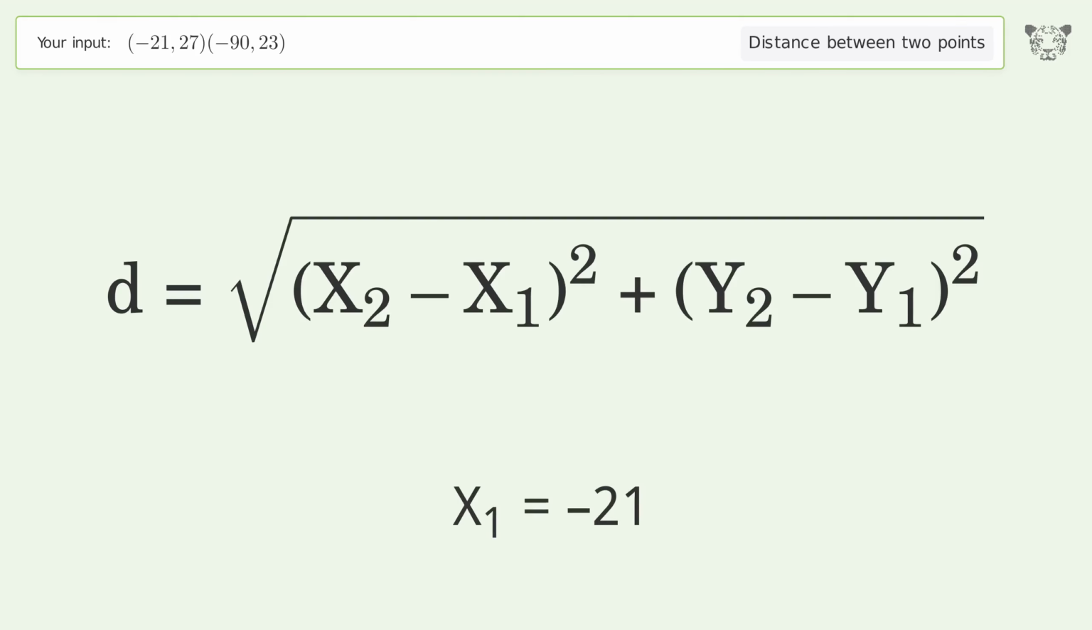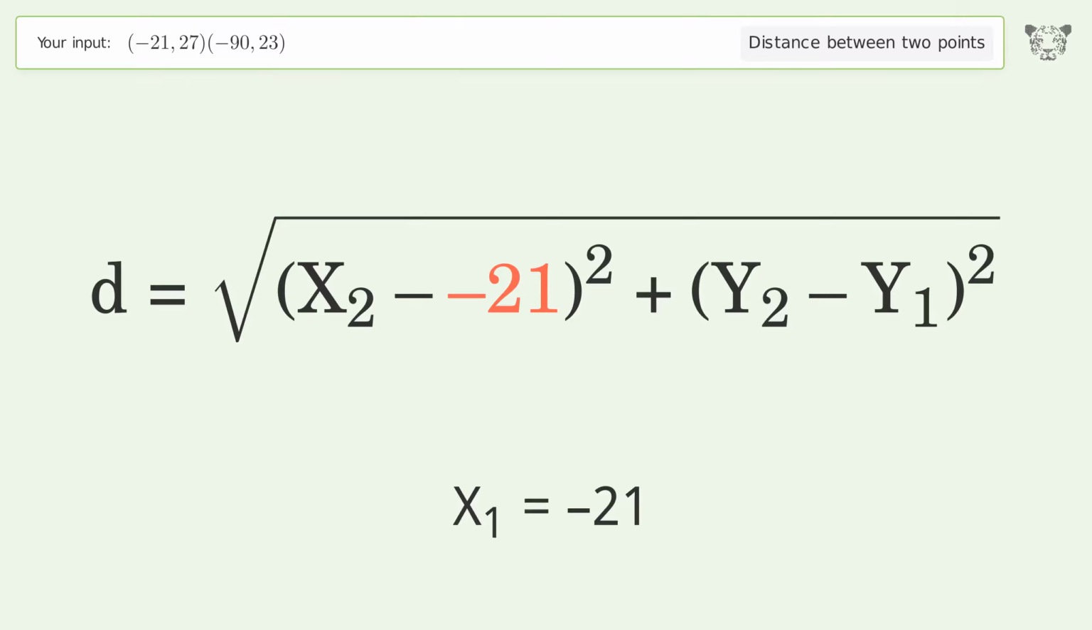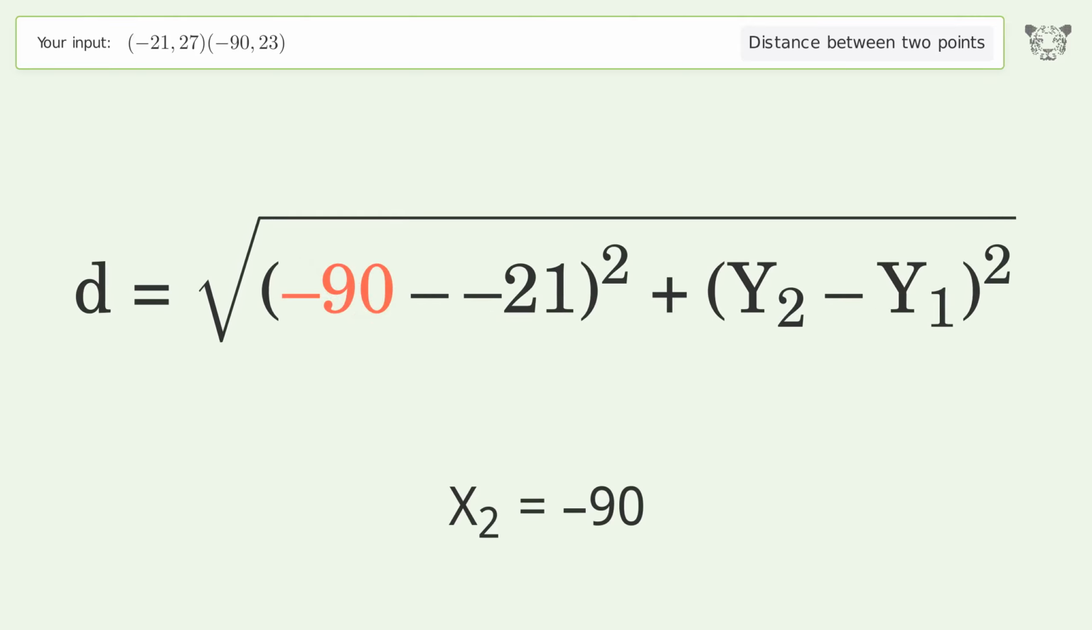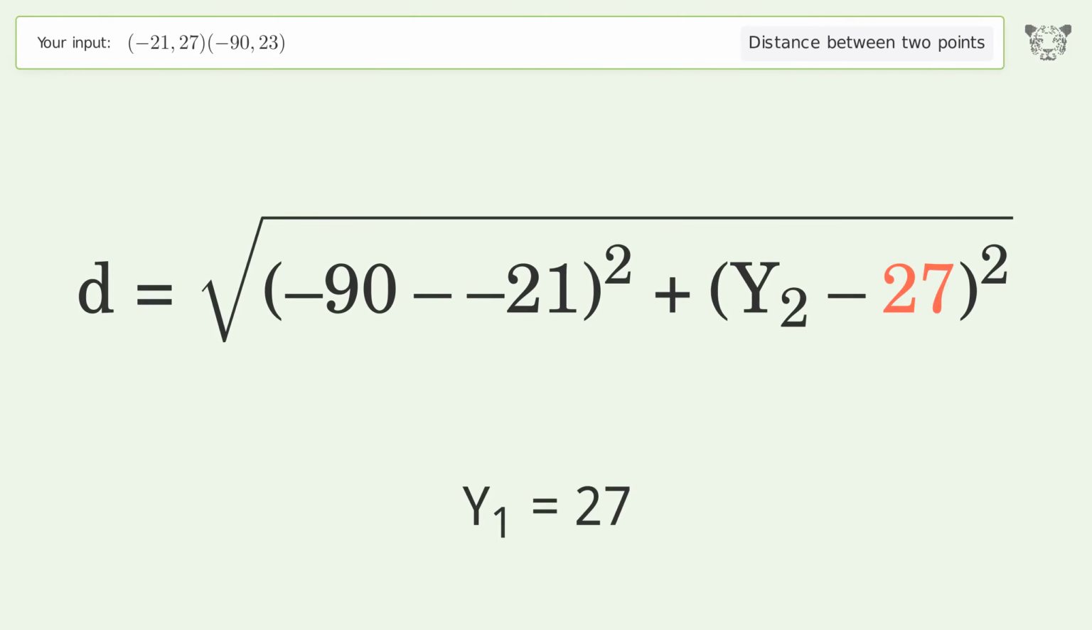x1 equals -21. x2 equals -90. y1 equals 27. y2 equals 23.